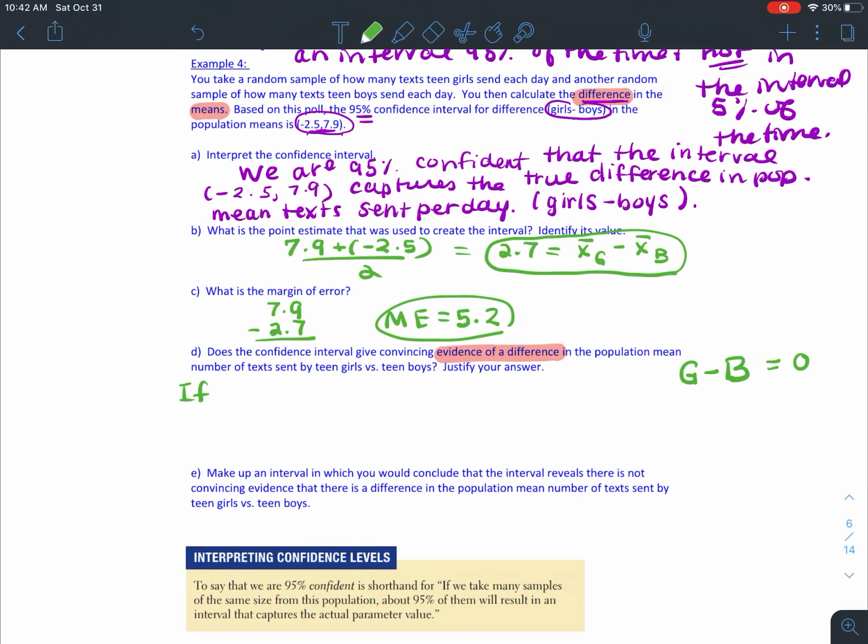Okay, so I'm going to say this. If there is no difference, then the difference is 0.